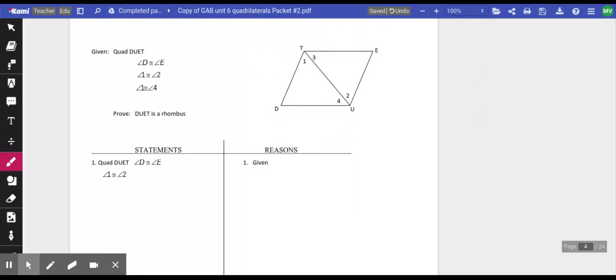So we know it's a quadrilateral, and we know that angle D is congruent to angle E. And we know 1 is congruent to 2. And we know 1 is congruent to 4. That last one wasn't written in our givens here. So when I look at that, I see 1 is congruent to 4. That tells me that angle 2 is congruent to angle 4. And that's transitive, or substitution.